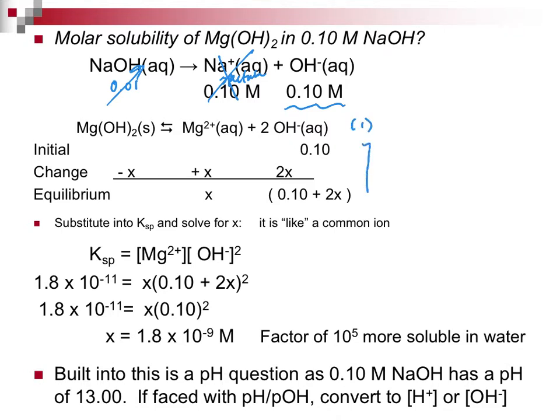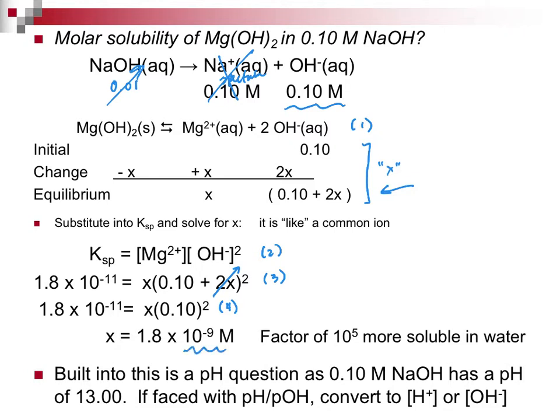I've made my ICE table where I am putting in my x's in my change line, and I have an equilibrium line that I can use to do my calculations. So next, I've written my KSP expression. I've substituted in my equilibrium values, and just like in the past, I've ignored my 2x, simplifying it, and coming up with a 10 to the minus 9 molar solubility.